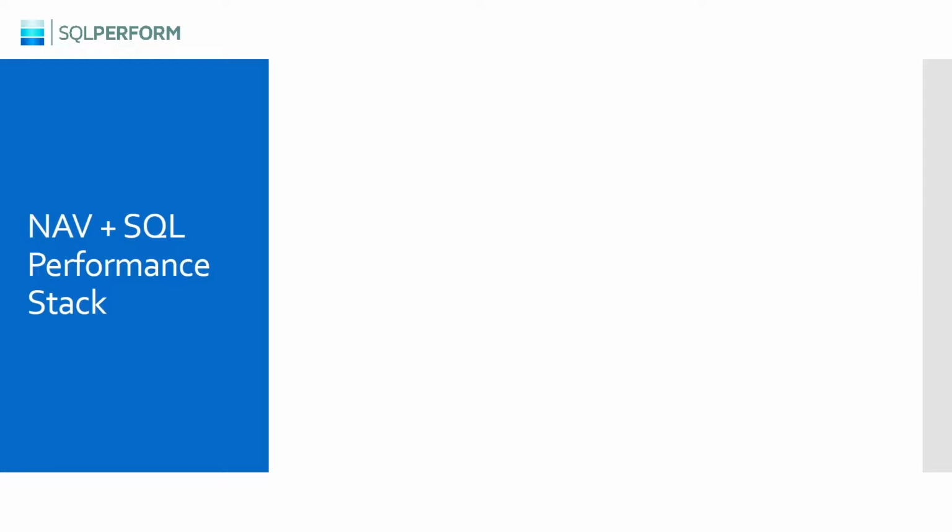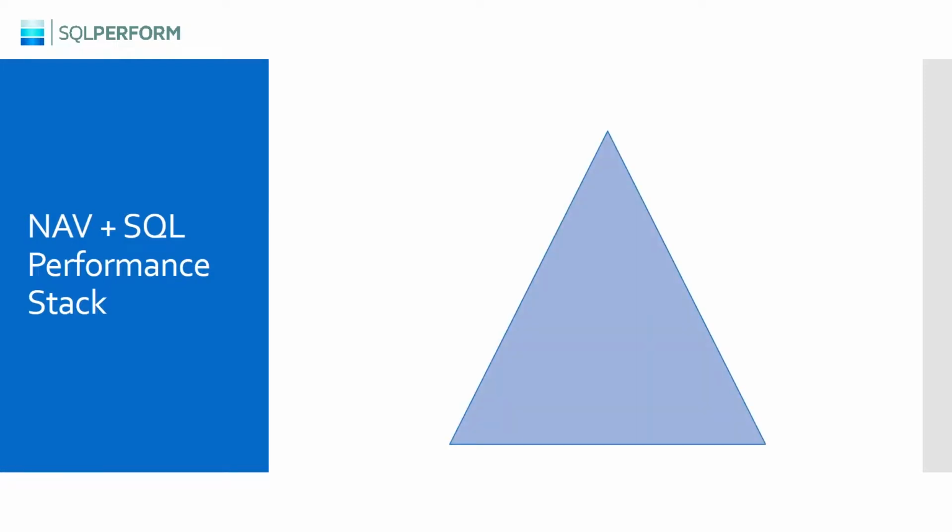So when we talk about NAV and SQL Server performance, what I always like to say is that performance for NAV is like a pyramid. All right, and like a pyramid, you have to have a solid base to build upon so that the end user at the apex of that pyramid is going to be able to visualize good performance. All right, so what's within this pyramid? What's in this stack that goes from the bottom up?